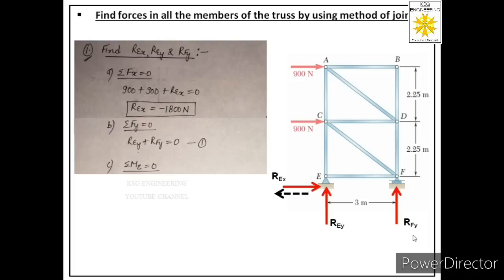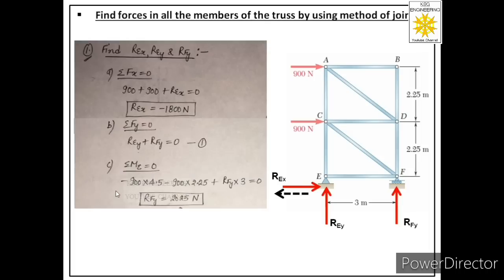Now let us discuss the moment generated by RFY about joint E. This reaction will generate an anti-clockwise moment, so we will consider it as positive and that will be equal to RFY into 3, because 3 is the perpendicular distance between the line of action of this force and the moment center. So our final equation will be minus 900 into 4.5 minus 900 into 2.25 plus RFY into 3 equal to 0. So from here we will get the value of RFY.